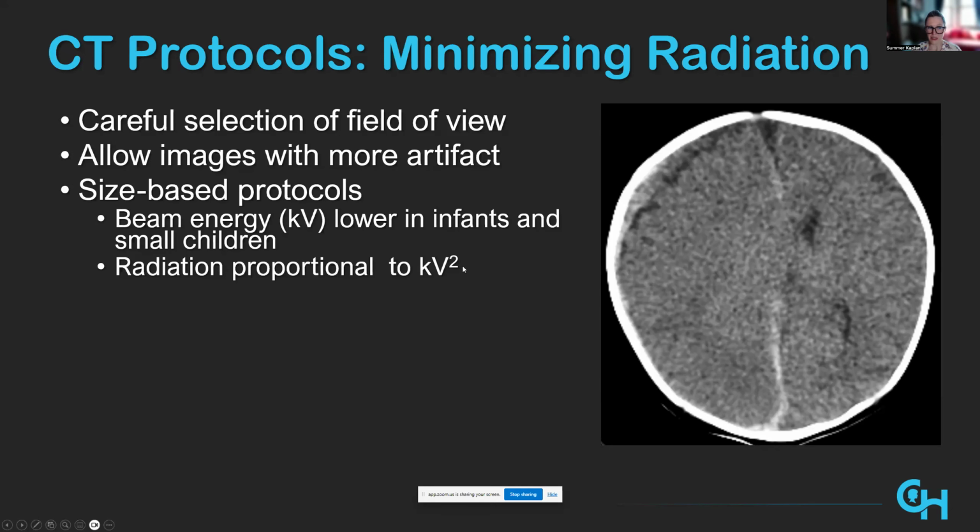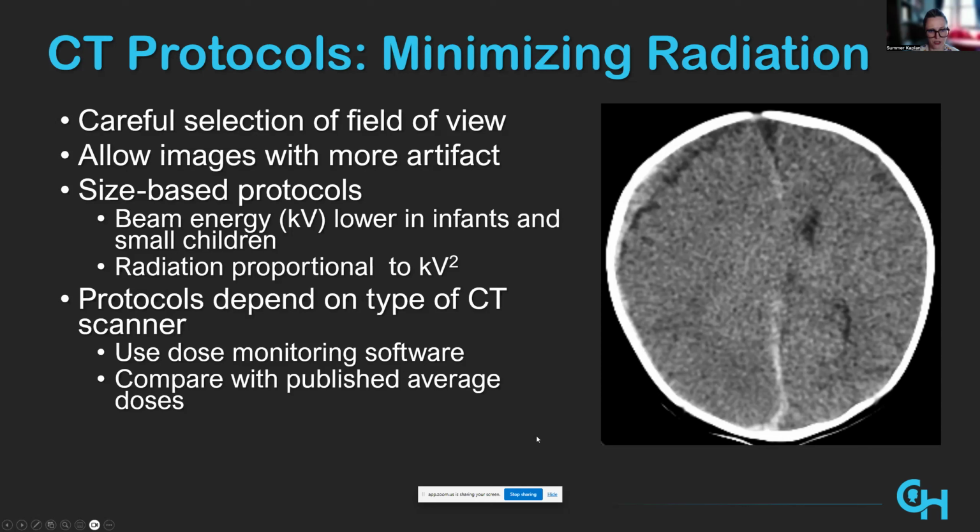We also can use size-based protocols. So the beam energy, which is the kilovolt potential that we're giving in the X-ray, can be much lower in infants and small children. The kV that we use depends on the thickness of the tissue we're trying to get through, and so you certainly don't need the same amount of beam strength for an infant, who has a very small body thickness, that you would need in an adult, who has a thicker body. The radiation is proportional to the square of the beam energy, so if you decrease your beam strength by a factor of 2, you'll decrease your radiation by a factor of 4. So that's an important way to save radiation in children.